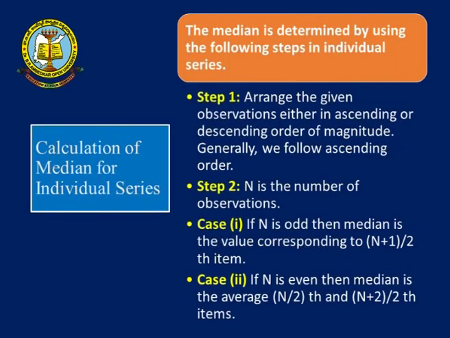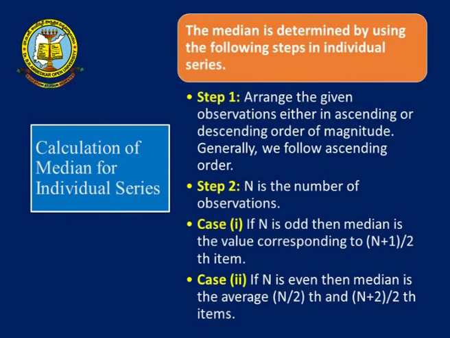Okay, calculation of median for the individual series. The median is determined using the following steps in the individual series. Step 1: arrange the given observations either in ascending order or descending order of magnitude. Generally we follow ascending order. Most problems are ascending order problems. Next, step 2: count the total number of observations.